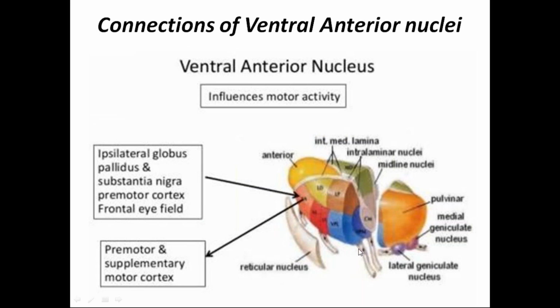Connection of the ventral anterior nucleus. The ventral anterior nucleus is this part. This is the anterior, this is the ventral anterior. It is getting fibers from the globus pallidus, substantia nigra, premotor cortex, and the frontal eye field, and giving its input to the premotor and motor area in the cerebral cortex. It influences motor activity. So ventral anterior nuclei are influencing motor activity. This is summing up of what we did. So remember, if you don't remember anything, you can always say they are influencing the motor activity.